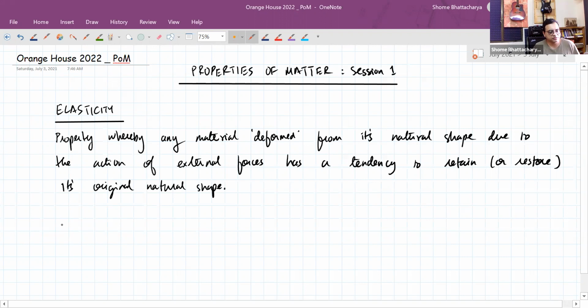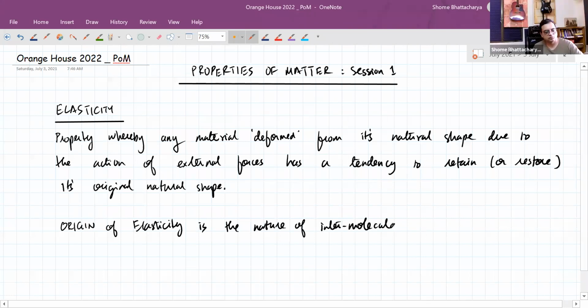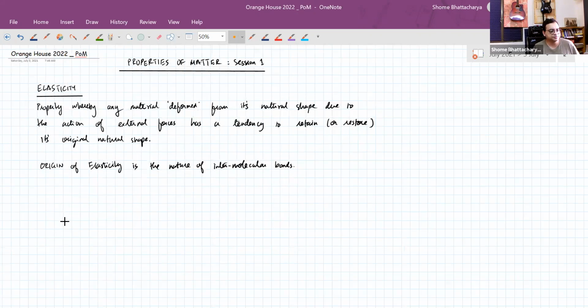So the origin of elasticity is the nature of interactions between molecules. If we study the relationship between interactions between molecules in all materials, then the bond energy versus distance is usually some kind of curve.